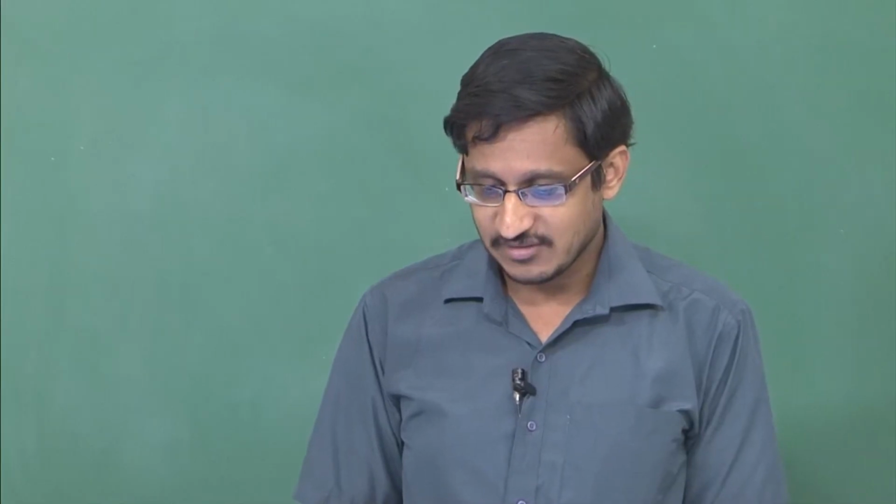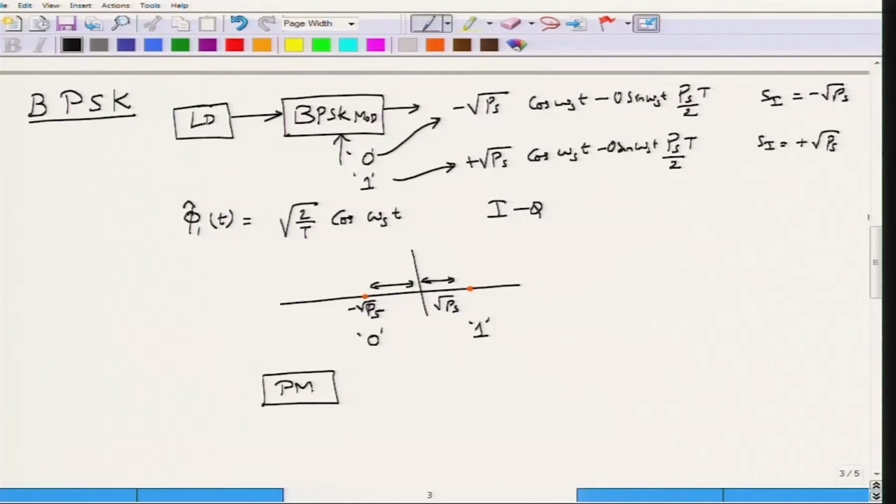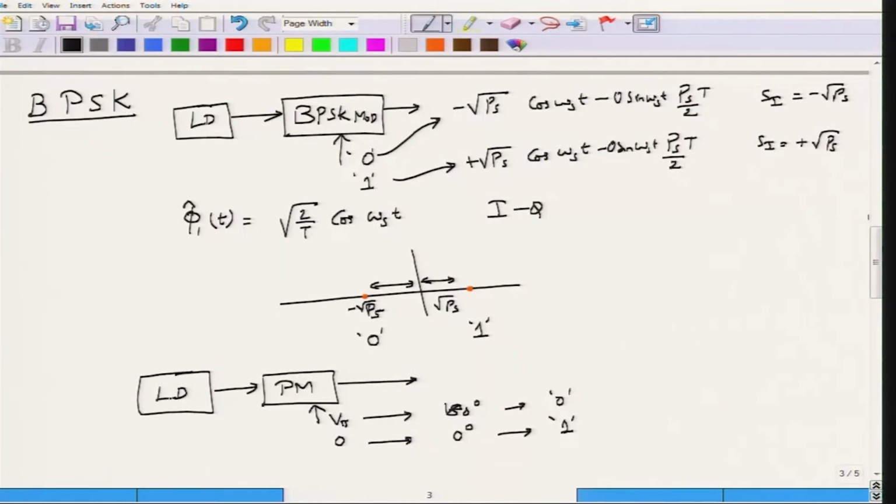How do I realize this optically? You remember the phase modulator that we talked about. In order to obtain minus square root Ps, what I have to do is to send in V pi. If I have to obtain 0 phase shift, I have to send in 0. So, this V pi will give you a phase shift of 180 degrees, this would correspond to bit 0, this 0 will give you 0 degree phase shift, and this would correspond to bit 1. So, this would be the realization of the BPSK modulator using optical means, and this is the corresponding constellation for the BPSK signal.